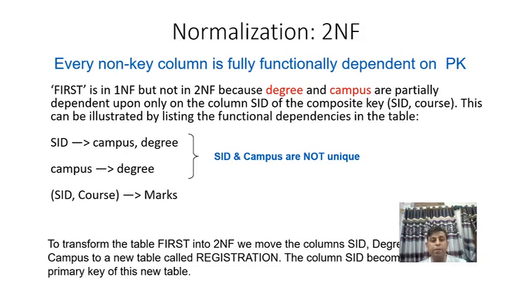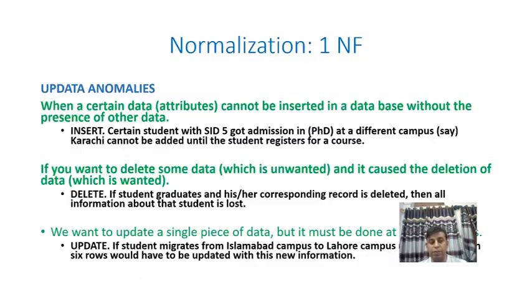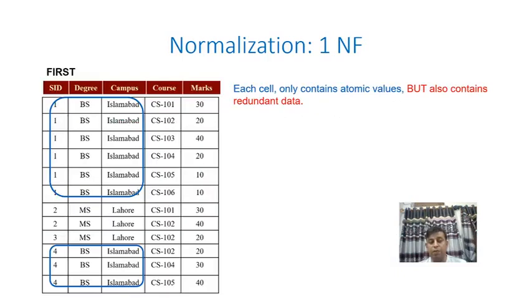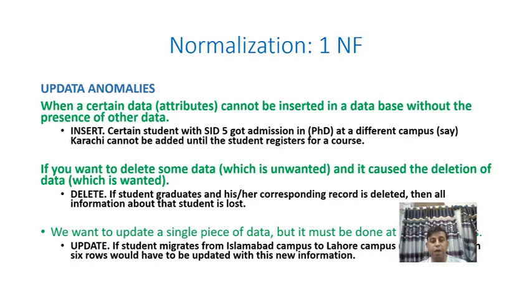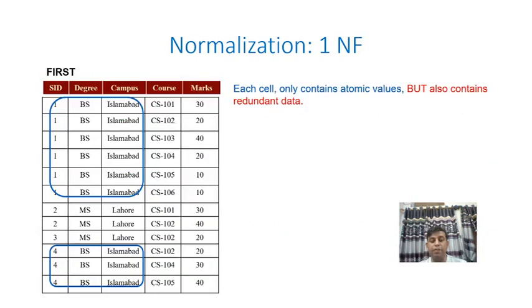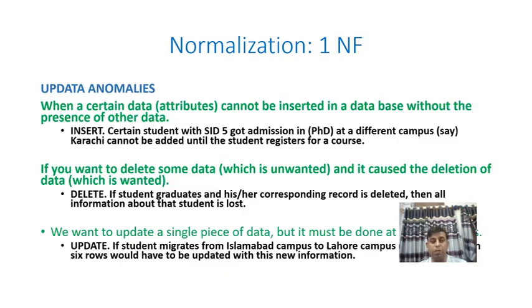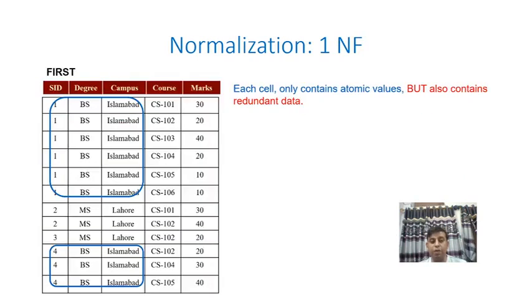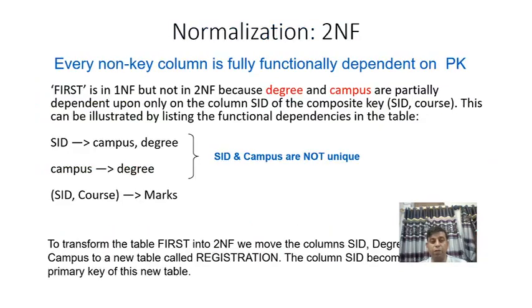For example, the table named first is in 1NF. How is it in 1NF? Because each cell contains atomic or single values, but it is not in 2NF. Now we'll convert it into 2NF. First we must understand what 2NF is. The first table is in 1NF but not in 2NF.